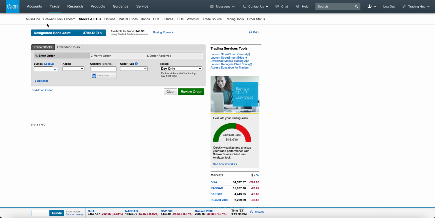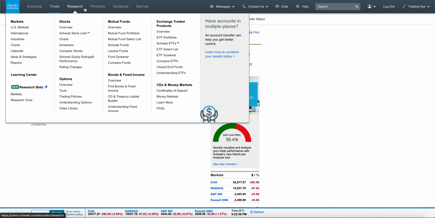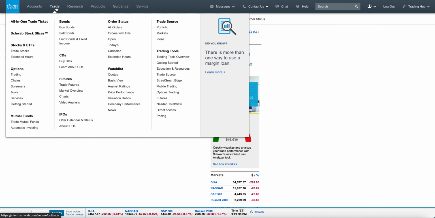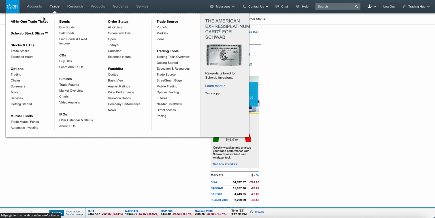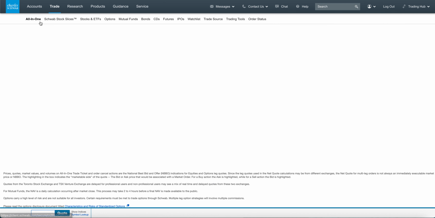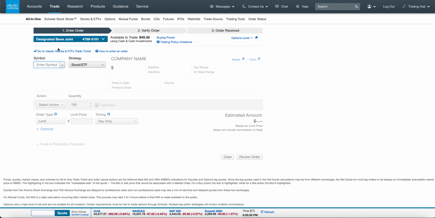So wherever you are, you go up here, you see these different columns, you'll go to trade. Okay. Now you can go to trade stocks right here under stocks and ETFs. You can go there, or you can go to all-in-one trade ticket. They're both generally the same thing. In your case, you're probably not going to have to worry about this, but I'm just going to show you.